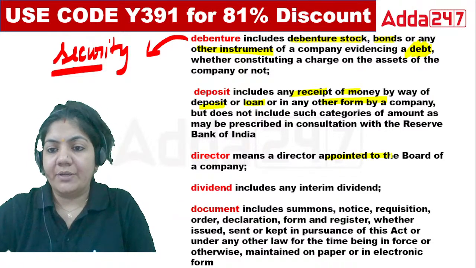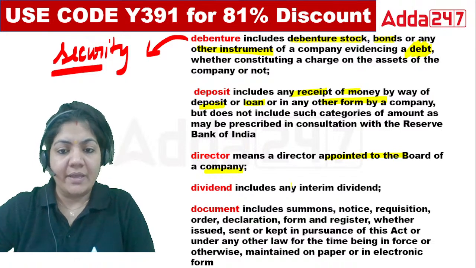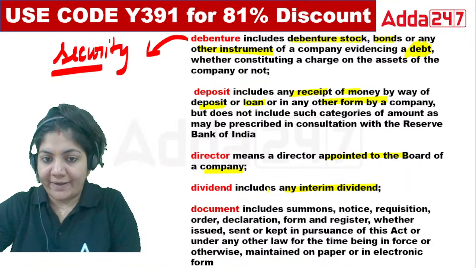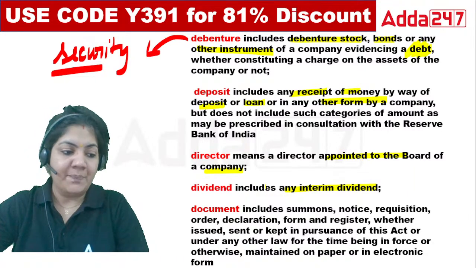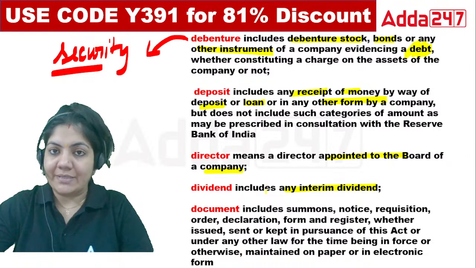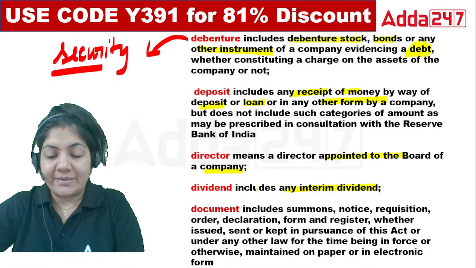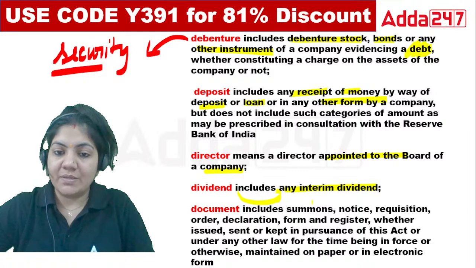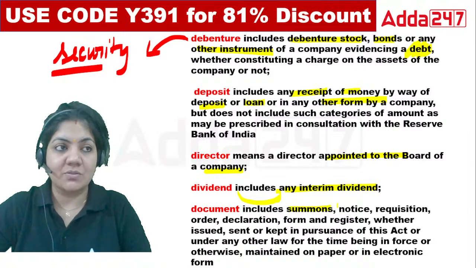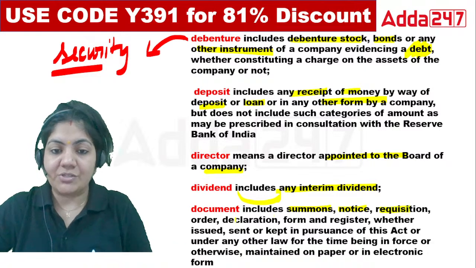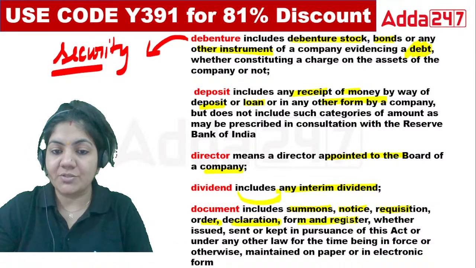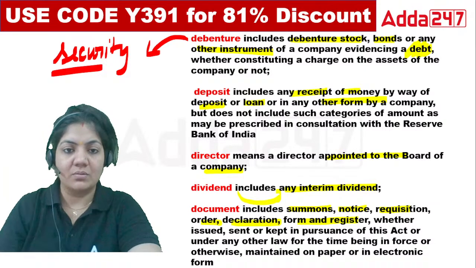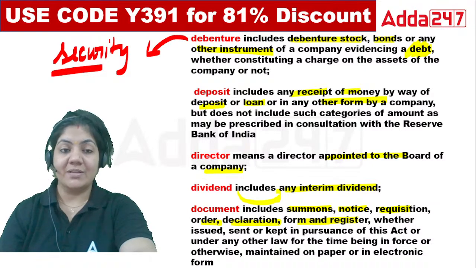Director is one appointed to the board of directors. Dividend includes any interim dividend. See, the exact definition of dividend is not given. Dividend is basically the profit that the company is gaining. So in your Companies Act, it says dividend includes interim dividend. That's it. Document includes summons, notice, requisition, order, declaration, form and register. That is called document. It means anything which can be expressed, that is called a document.